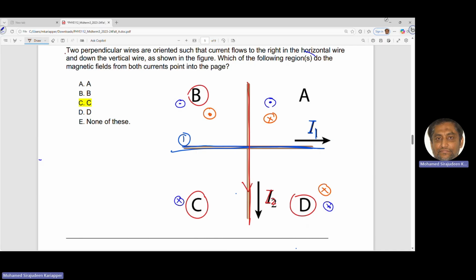Oh, other way around. So I am saying the right thing but drawing the wrong symbol. On your right side, it will be out. Out means dot. That's the symbol for out. On your left side, it will be in.